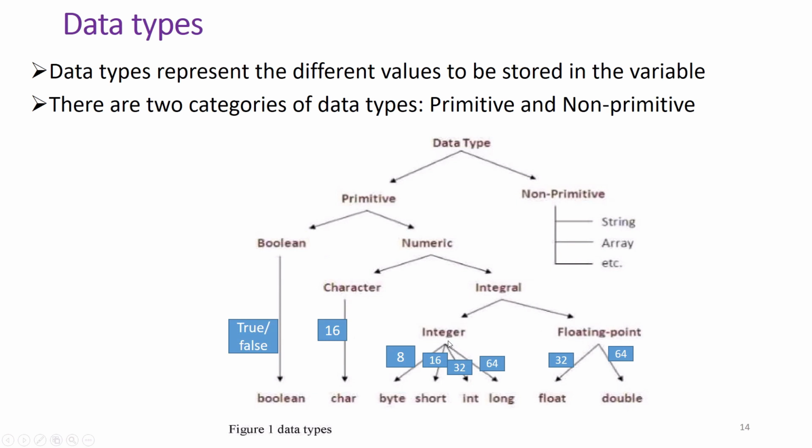Integer data type represents a numeric value that does not have a decimal point, while floating point data type represents a numeric value with decimal points. Integer variables can be declared using byte, short, int, and long keywords. A variable declared as byte can hold an integer that can be represented by 8 bits. A variable declared as short can hold an integer that can be represented by 16 bits. A variable declared as int can hold an integer that can be represented by 32 bits, and a variable declared as long can hold an integer that can be represented by 64 bits.